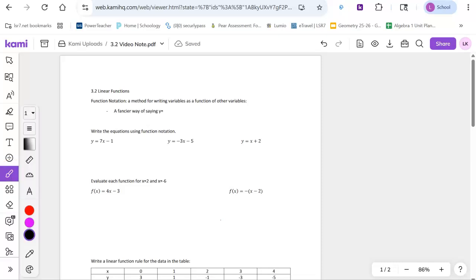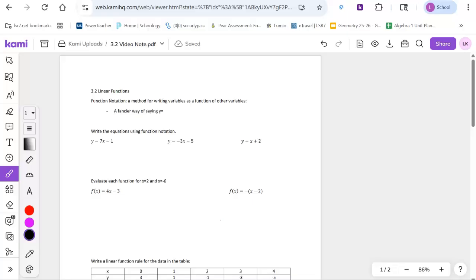Okay, so this is a short video on 3.2 linear functions, specifically function notation. Remember, function notation is a method for writing variables as a function of other variables. It's just a fancier way of saying y equals. So the first thing we're going to do is write the equations using function notation.